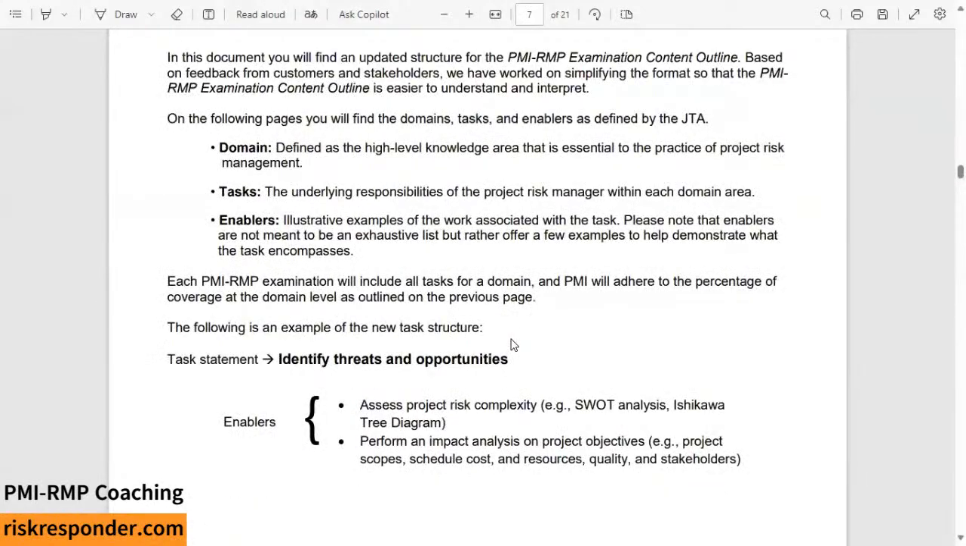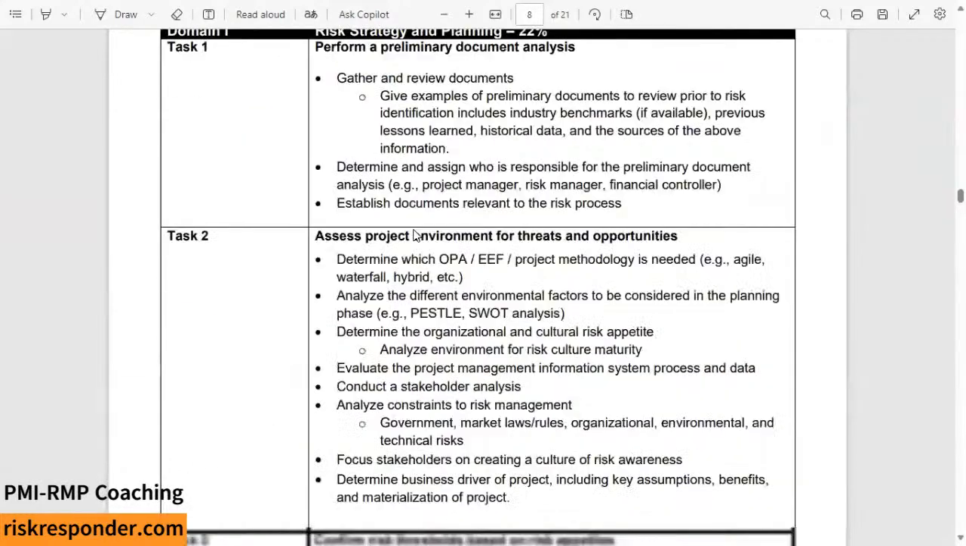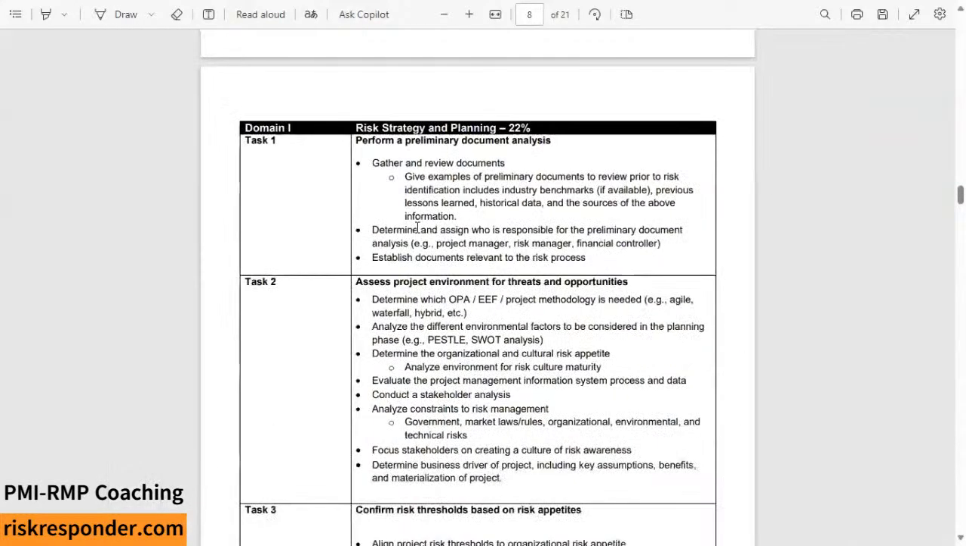So let's jump into the structure. You got tasks and enablers. Tasks are the underlying responsibilities of the project risk manager, and enablers are illustrations of the work associated with the task. So let's jump straight into domain 1, which is risk strategy and planning.